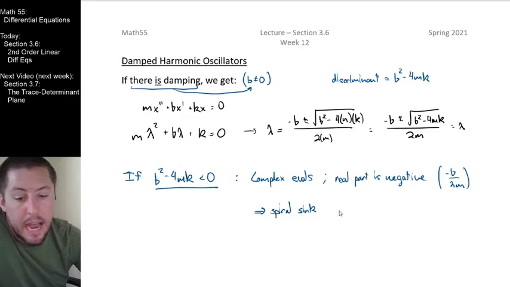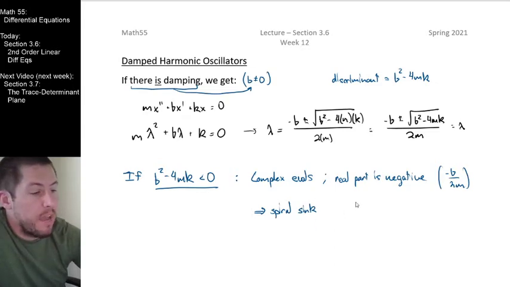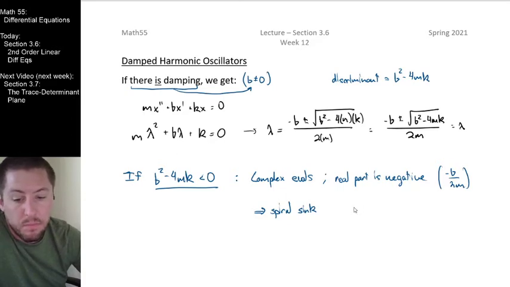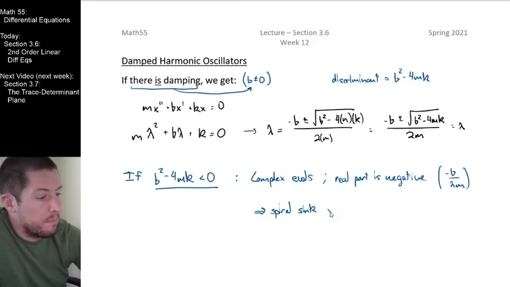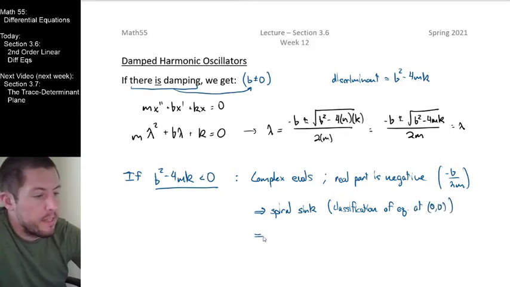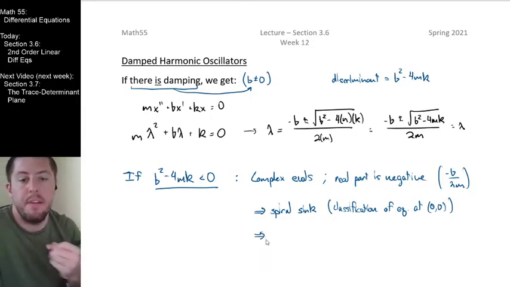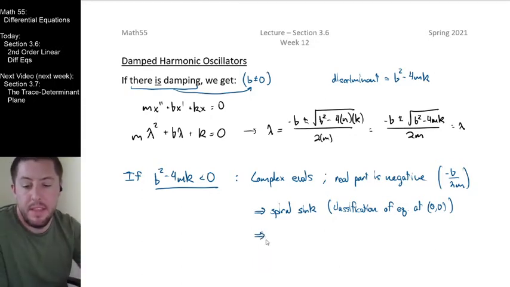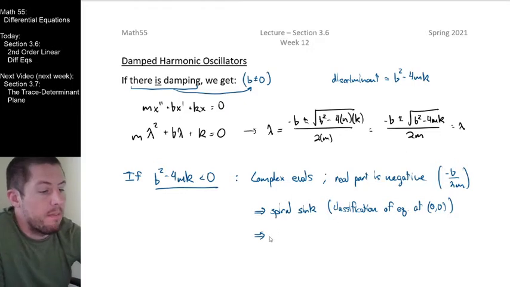And the real question is, how do we classify these things? This is our classification of the behavior at the origin right here. What I really want to be saying is, how do we classify what type of oscillator this is? And in this case right here, we're going to give this the name of underdamped oscillator.